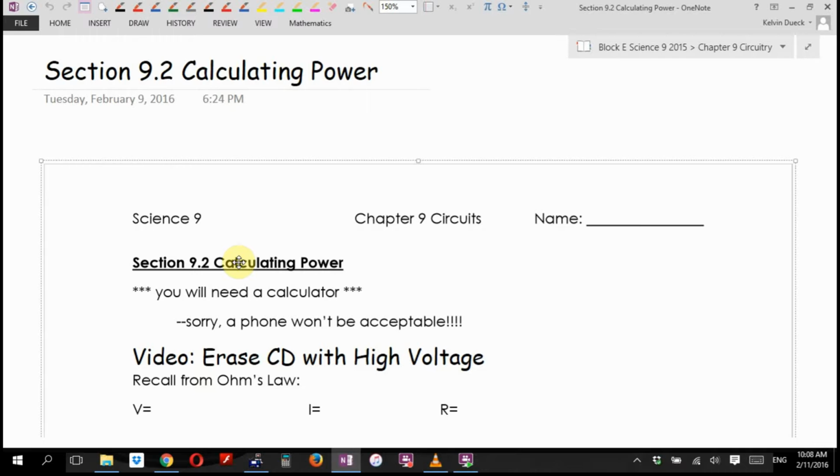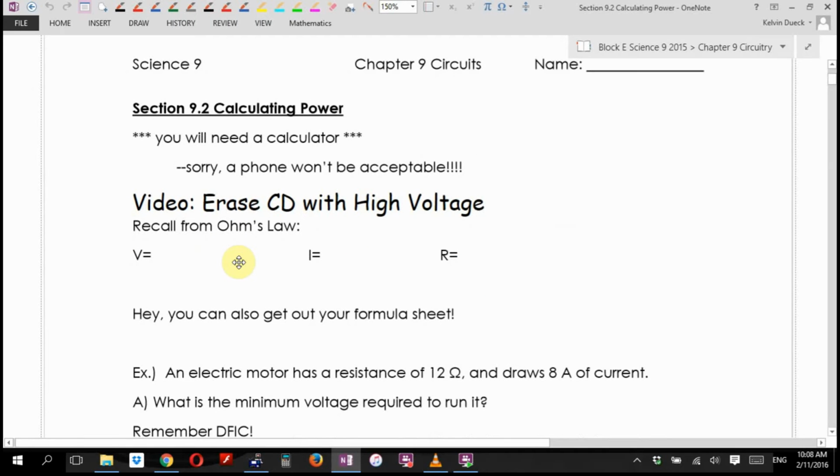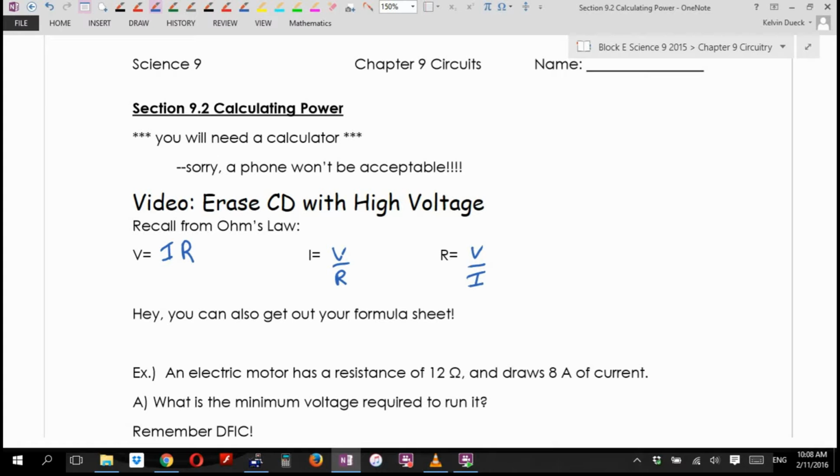So use your calculator. Recall from Ohm's law. What did V stand for? What was the equation? V equals I times R. What did I equal as an equation? V over R. What did R equal as an equation? I think V over I. Yes? And I wrote down, hey, you can get these from your formula sheet. I just want you to be aware that those are out there and on your sheet.